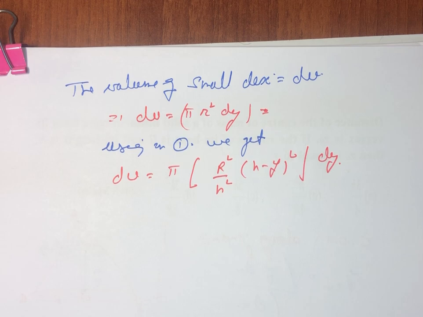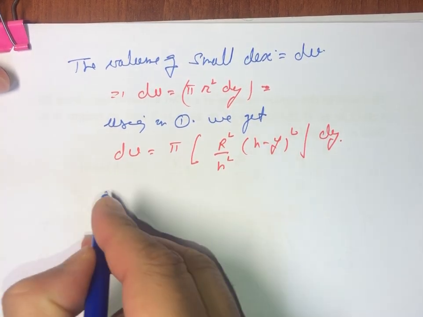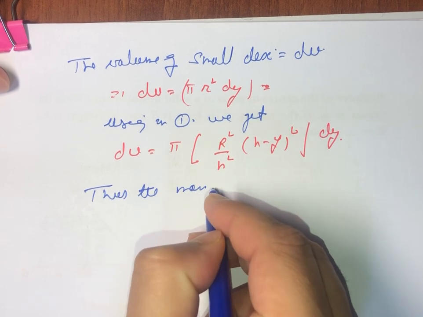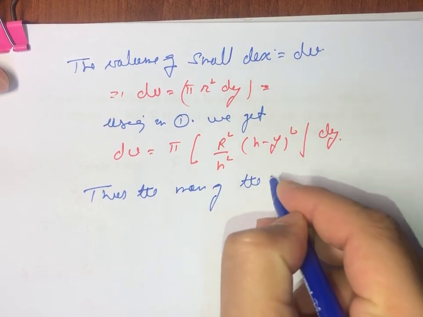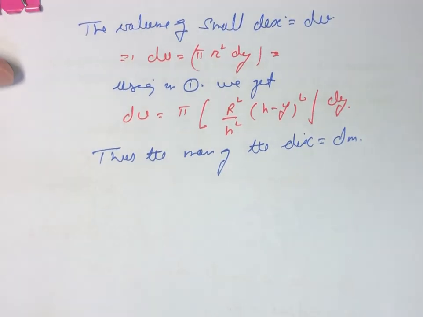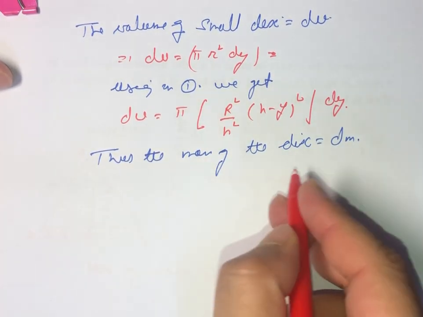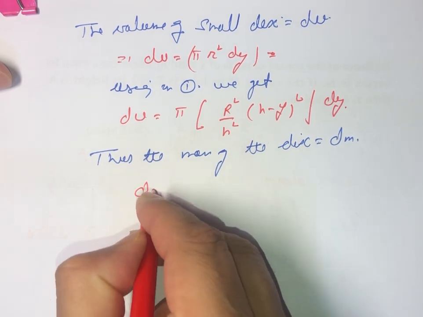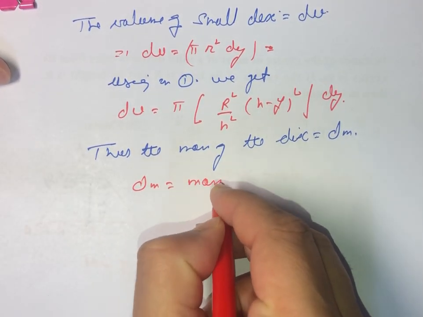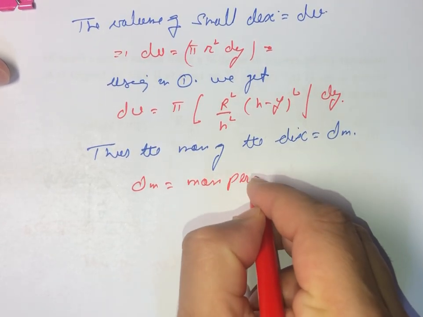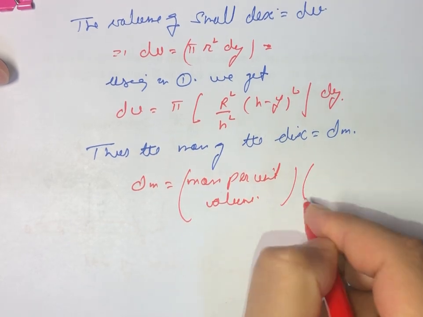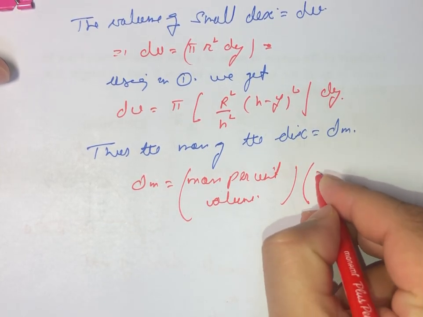Therefore the mass of this disk, that is dm, will be equal to the mass per unit volume of the cone, which we already found out, multiplied by the volume of the disk.